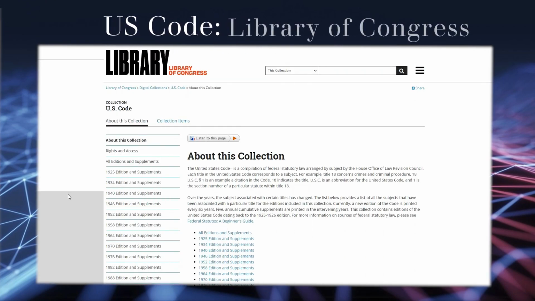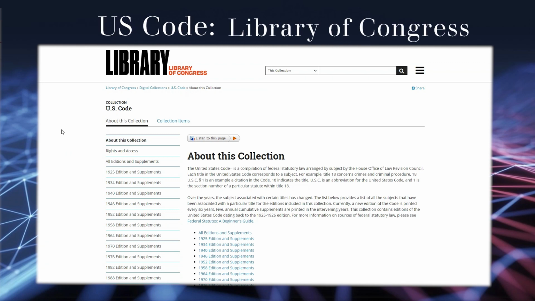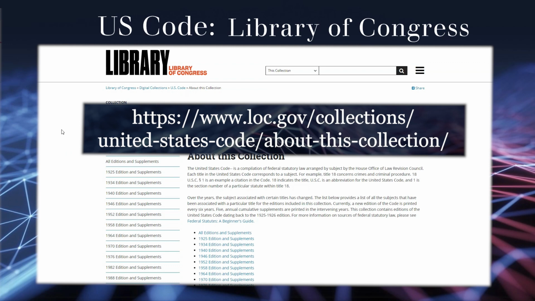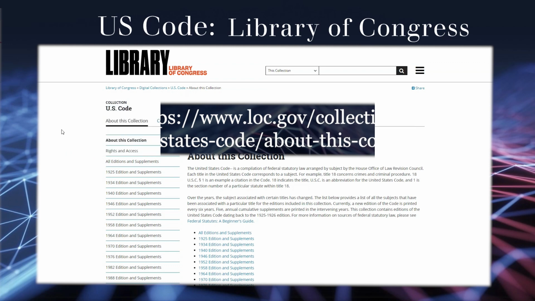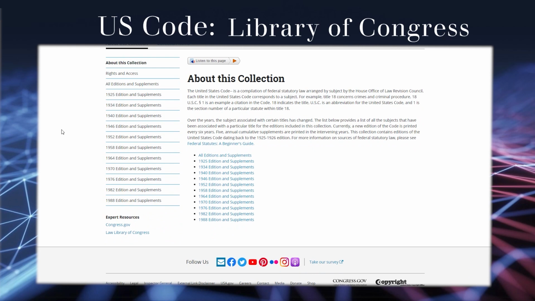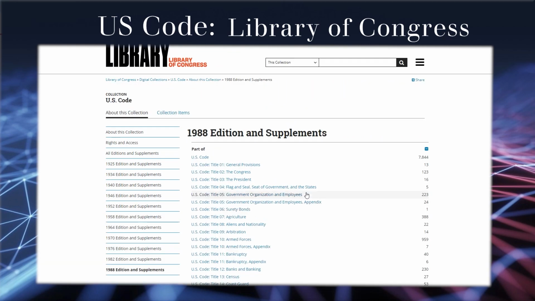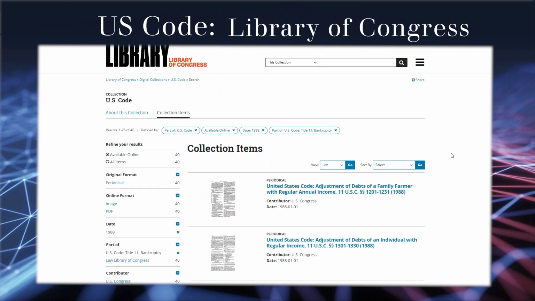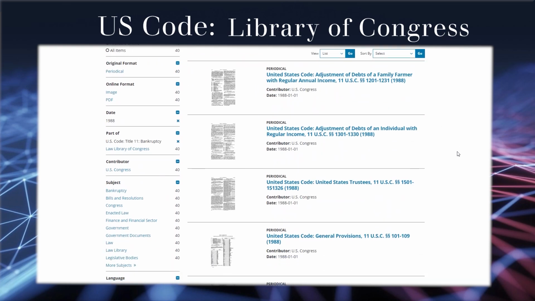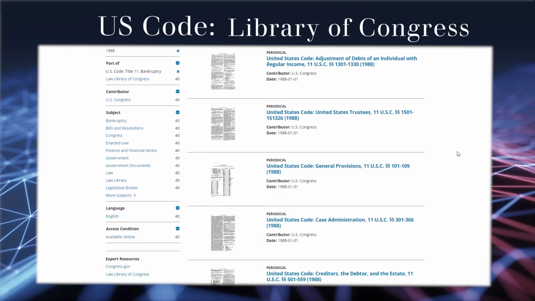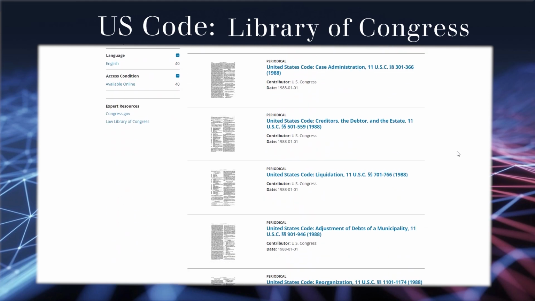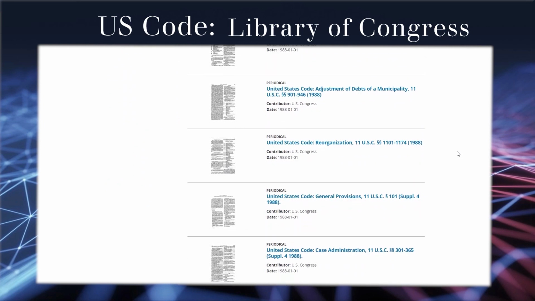For older editions, that is, from 1934 through 1988, you can instead use the Library of Congress's online version of the code, which is available at this URL. The main thing you will notice is that it only has editions every 6 years, which is how the code is published in print. For years in between those editions, you will need to refer to the annual supplements, which include any amendments to sections that were passed since the last full edition. Now, the Library of Congress's version is a bit less user-friendly, but it is still comprehensive.